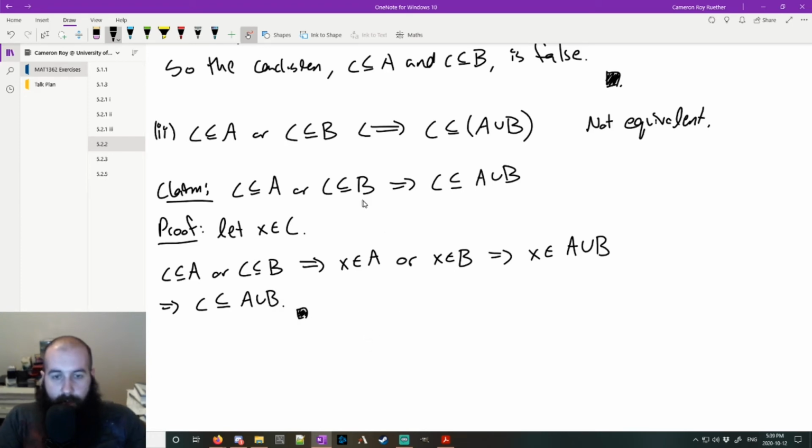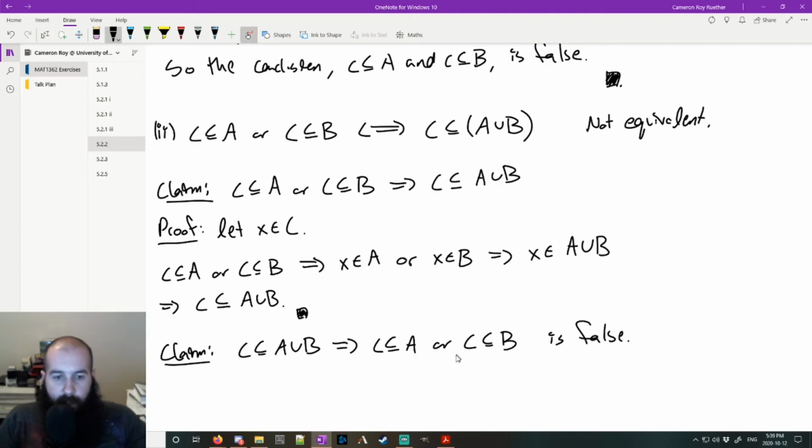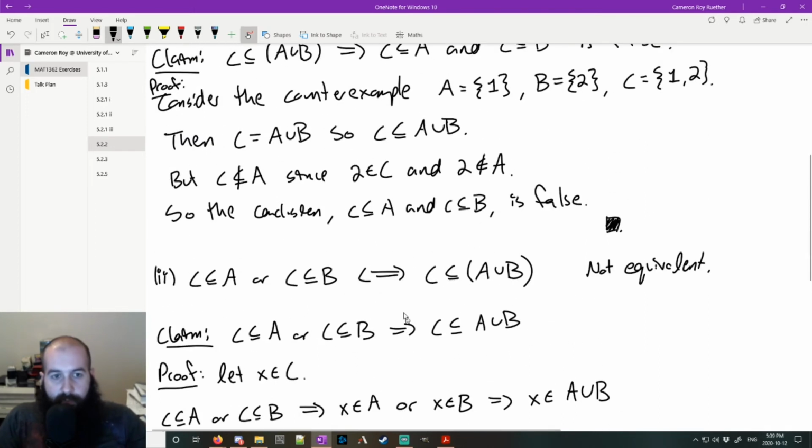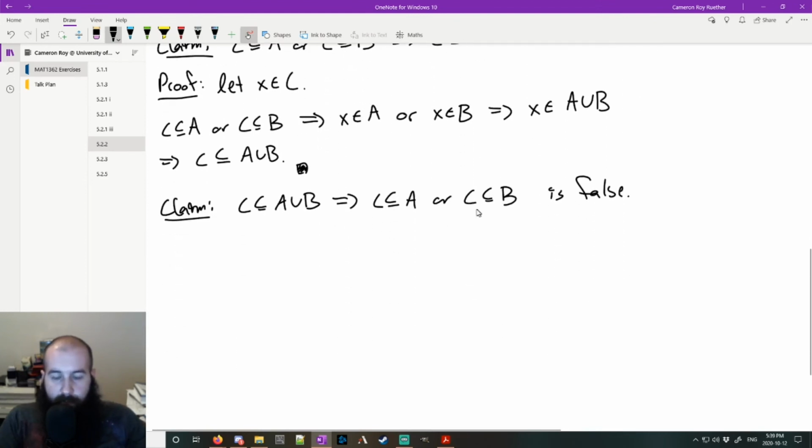However, the converse does not hold. So claim the implication that C is a subset of A union B implies that C is a subset of A or C is a subset of B is false. And we can use the same counterexample. In the previous counterexample, all we had to show was that C was not a subset of A, since we were disproving an AND statement. Now we're going to disprove an OR statement, but it wasn't a subset of either, so it still works. So proof, consider the counterexample.